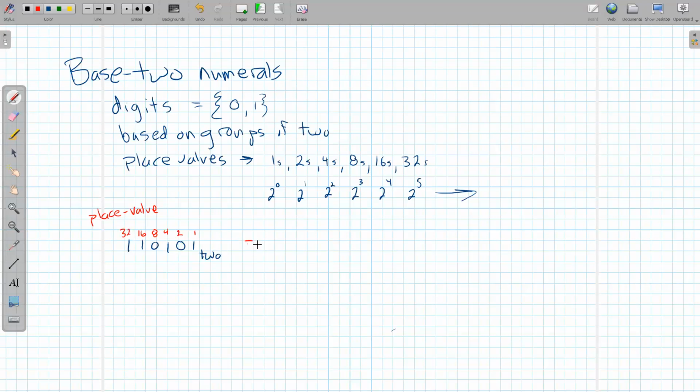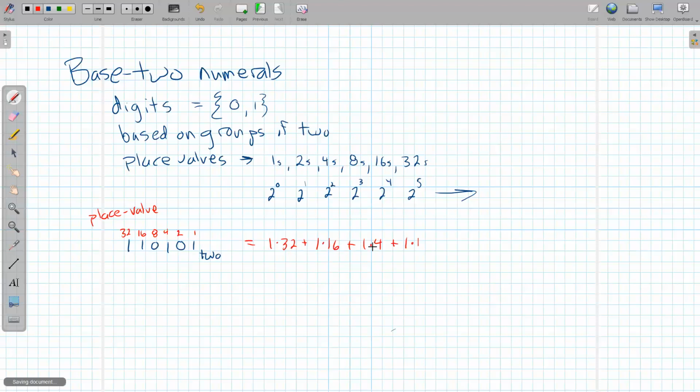So to translate this number into base 10, I would say, okay, I have 1 32, and I have 1 16. I don't have any 8s, so who cares about them? I have 1 4. I have no 2s, so who cares? And then I have 1 1. So basically, the cool thing about base 2 is either the place is there once or it's not there at all. Those are the only options. It's there or it's not, on or off.